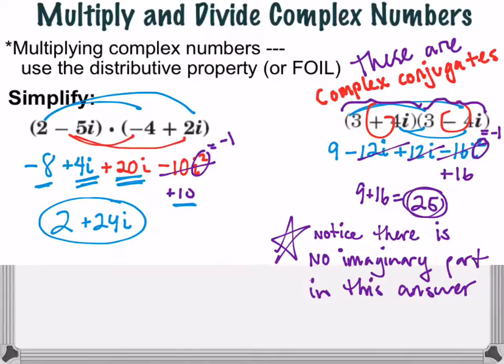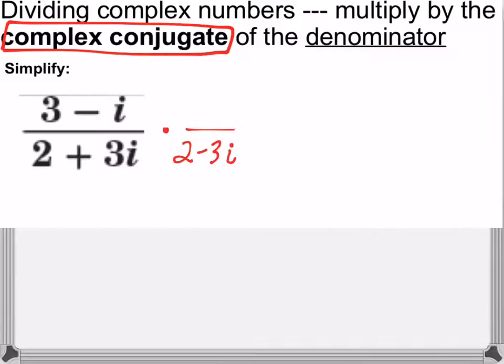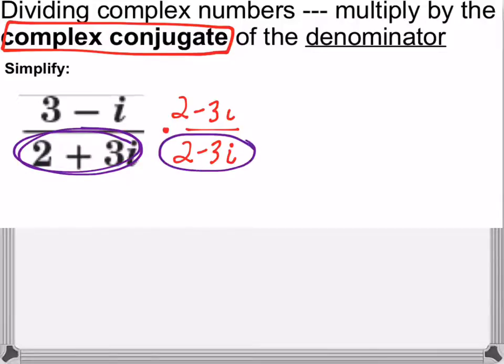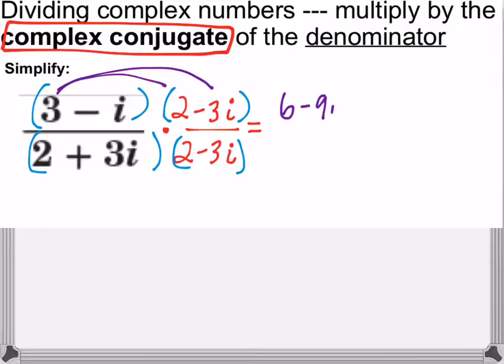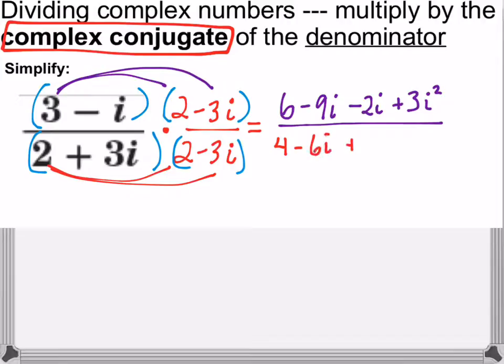So for the next example, what we're going to have to do is multiply by the complex conjugate of the bottom, of the denominator. So 2 plus 3i, its complex conjugate is 2 minus 3i. So now we got to treat those like two FOILing problems. We foil the top, and we foil the bottom.